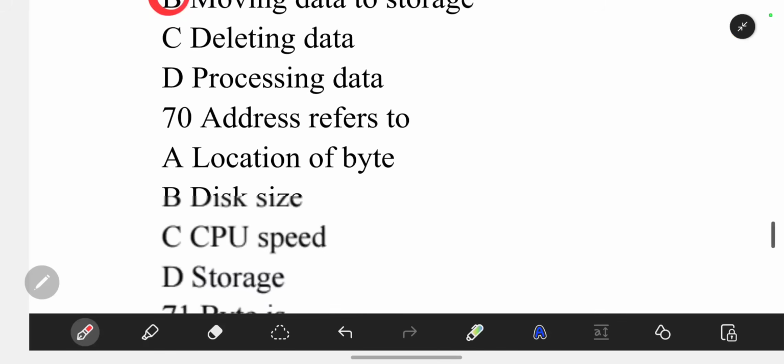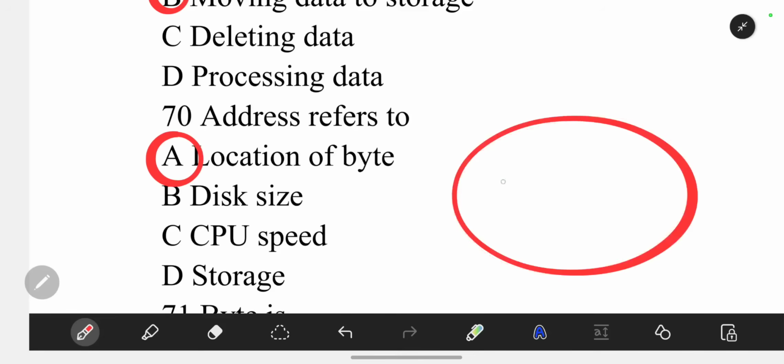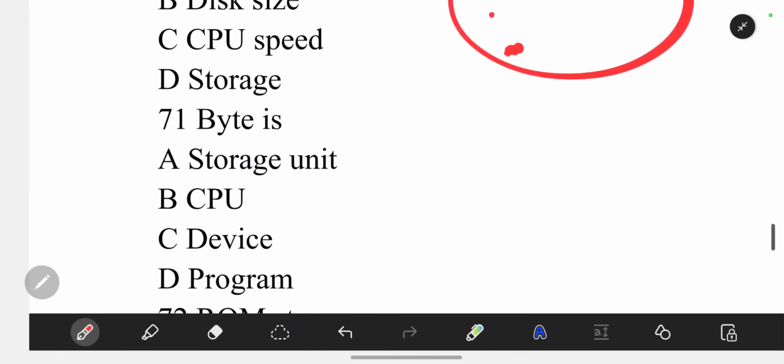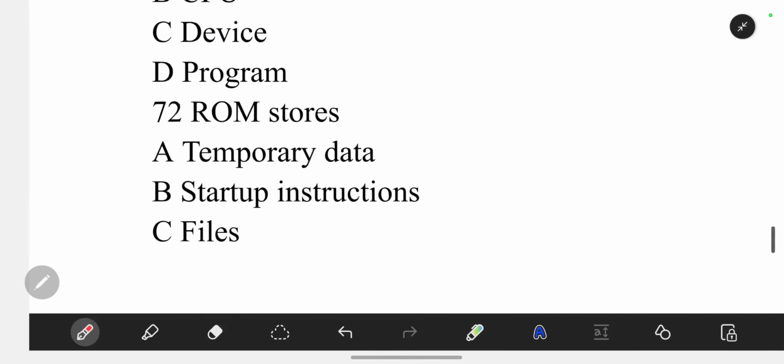Our 70, address, refers to address. We know what address is. It is just the location. Now in this case, it is the location of a byte. Where is that space? A byte is a unit of space. Where is it located? That's address. 71: byte is a storage unit. It is used to hold space.